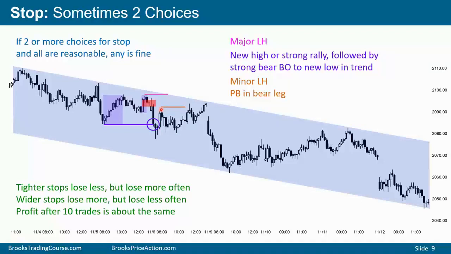If you do use the tighter stop, you'll lose less money, but you'll lose more often. If you use the wider stop, when it does get hit, you'll lose more money, but you'll lose less often. If you take the wider stop or the tighter stop on 10 different trades, your total profit will be about the same. Therefore, if you take any reasonable stop, it doesn't matter if one is further away, the profit result will be about the same.